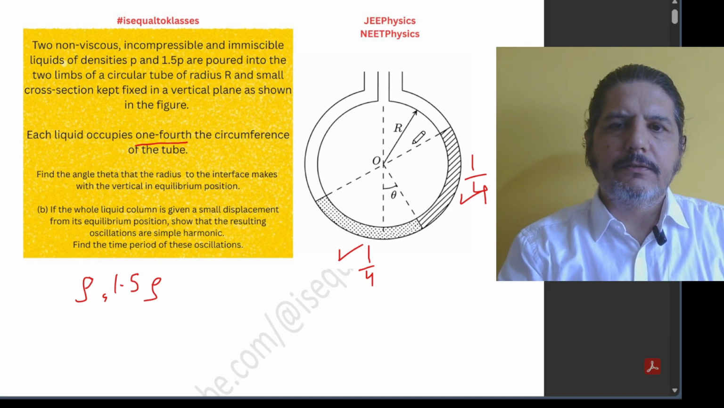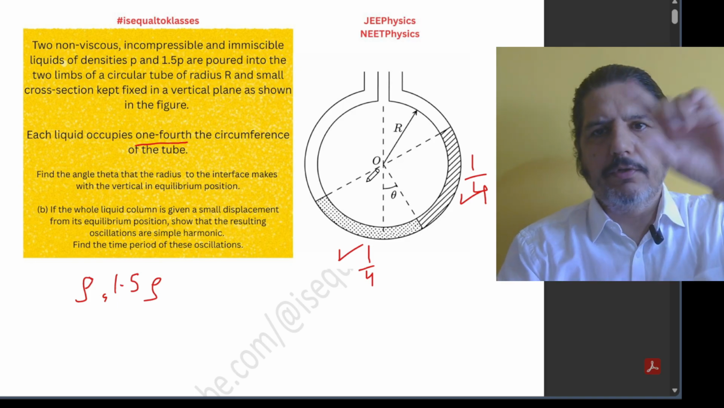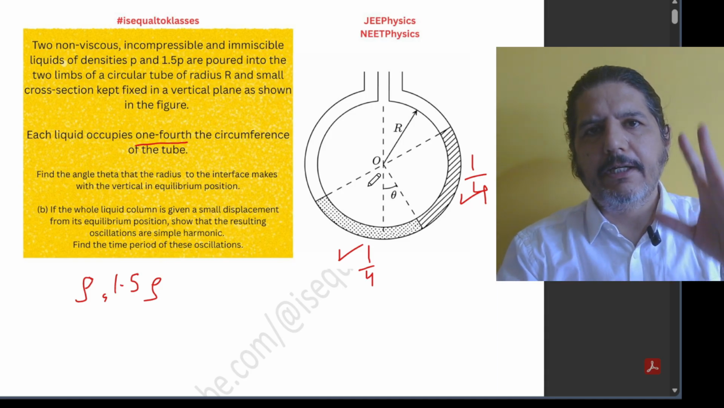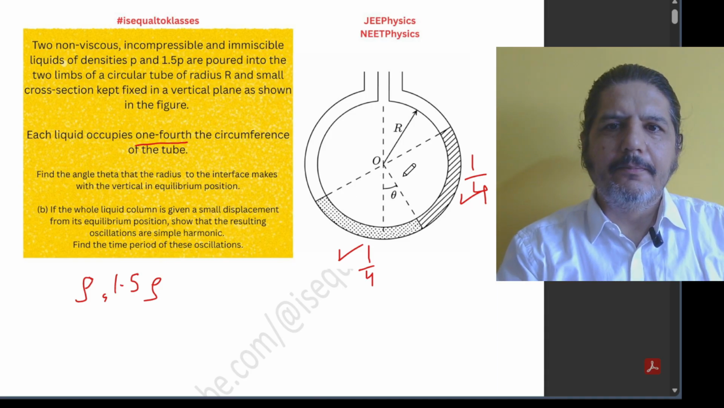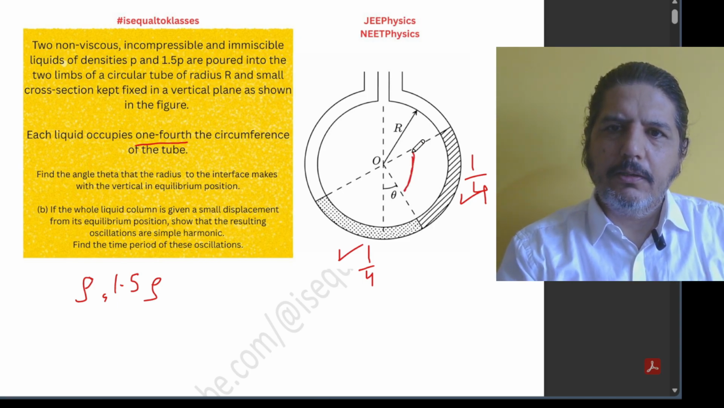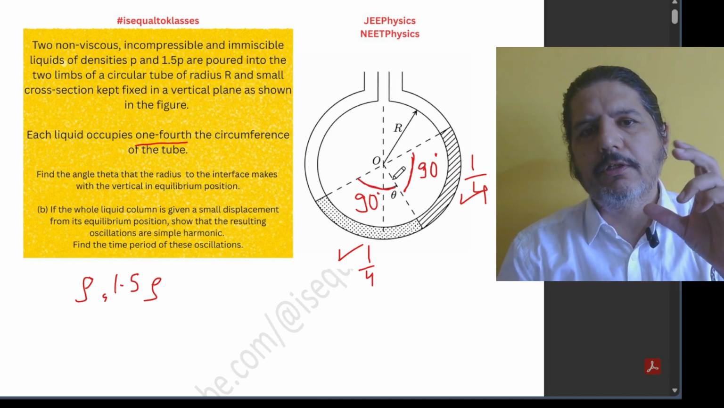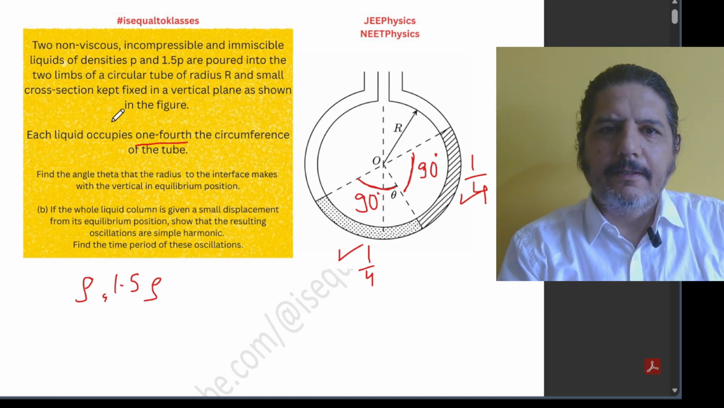Consequently, what you need to understand is, because they are covering half the circumference of the tube, they are covering 180 degree. So each of the liquid is covering 90 degree. So this whole part, this liquid will be covering 90 degree, and this whole would be 90 degree. We need to understand the geometry of the question first. Okay, so we are okay till here.